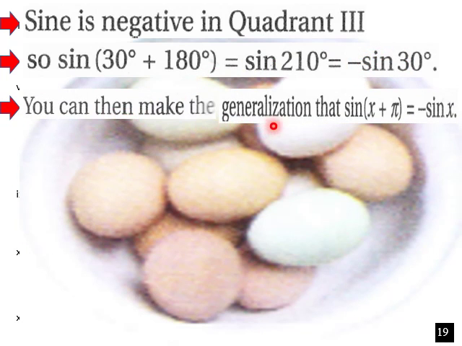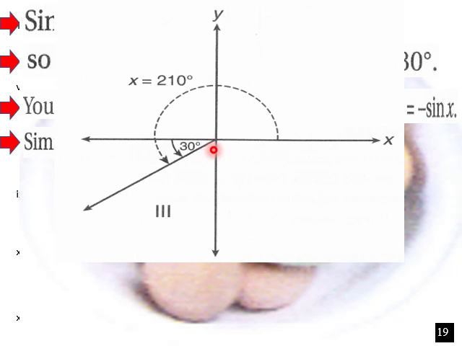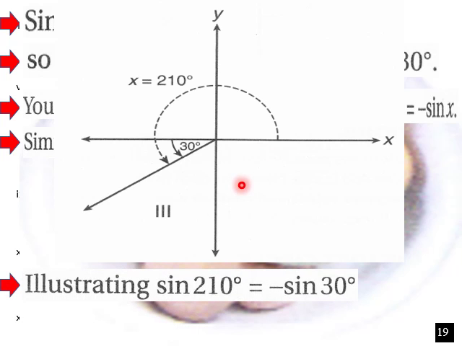You can then make the generalization that sine of x plus pi equals negative sine x. Similarly, sine of x minus pi equals negative sine x. Again, this is this here. So it'll be sine of minus 30. So this would be sine of minus 30 here, illustrating that sine 210 equals a negative sine 30, which would be this angle right here.